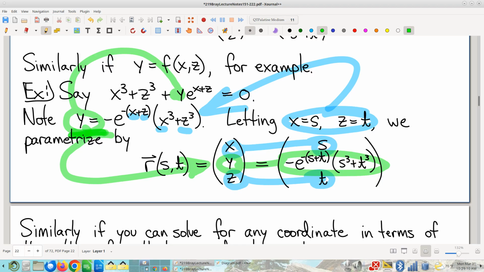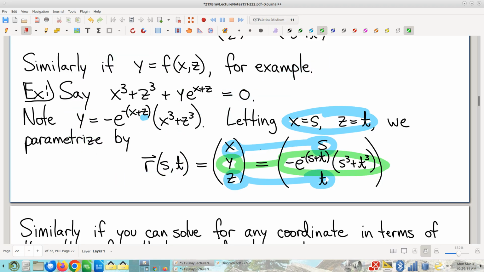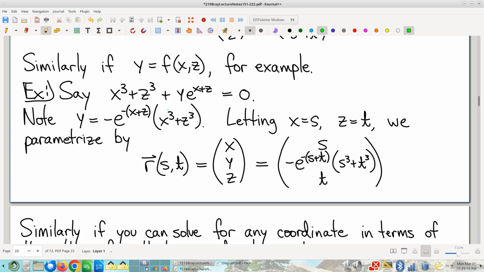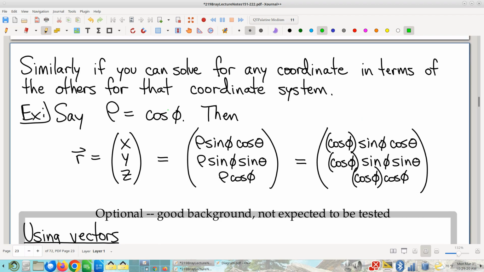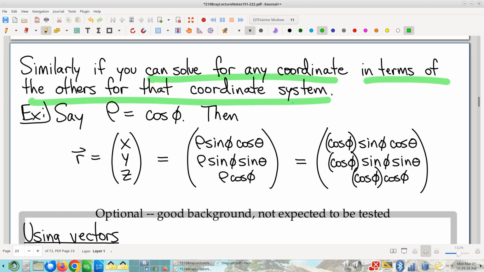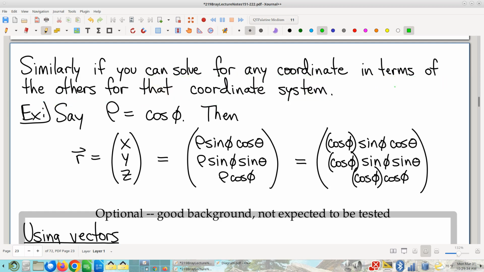Okay. All right. By the way, there's another version of this, another sort of twist. It doesn't even have to be rectangular coordinates. Right? Any coordinate system. As long as you can solve for one of the coordinates in terms of the others for that coordinate system, of course. Right? Pick any coordinate system you like. If you can solve for any coordinate in terms of the others, and that's kind of what a graph is, if you think about it, then it still kind of works.